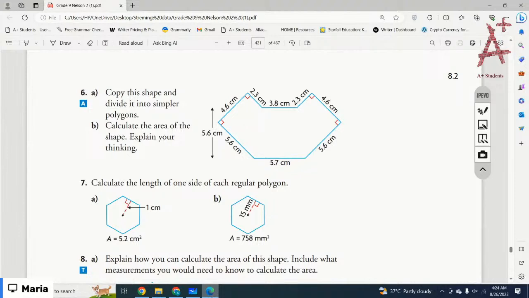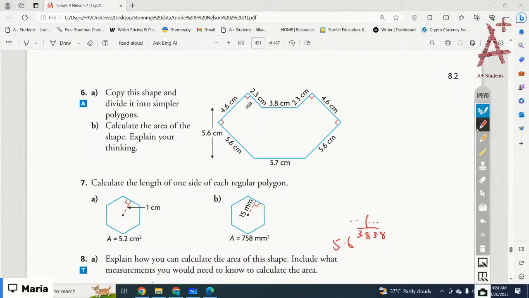Let's just look at question number 6. Copy this shape and divide it into simpler polygons. Calculate the area of the shape. Explain your thinking. You can divide this shape into this one and this one. But they are not, they are trapezoids. You can divide the shape into 3 trapezoids, right?